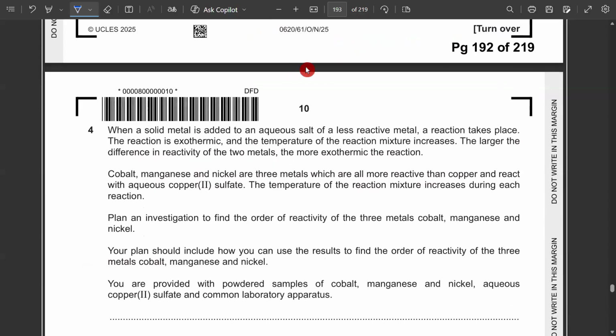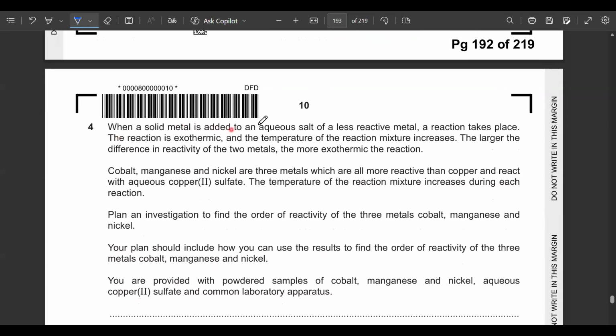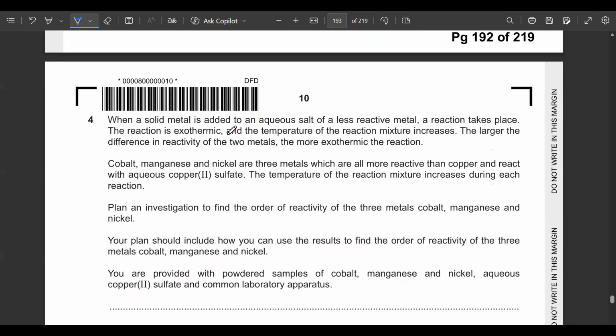Now, after that, question number 4. Question 4 says, when a solid metal is added to an aqueous salt of a less reactive metal, a reaction takes place. The reaction is exothermic and the temperature of the reaction mixture increases. The larger the difference in reactivity of the two metals, the more exothermic the reaction. So we have this information mentioned here.